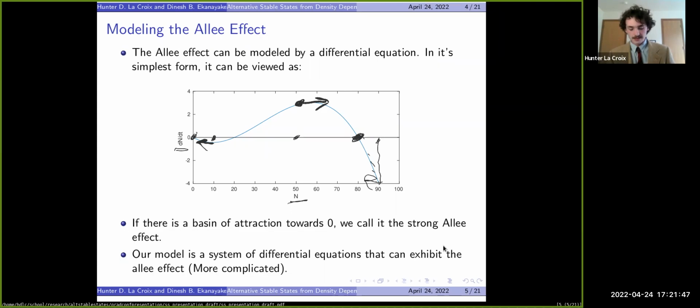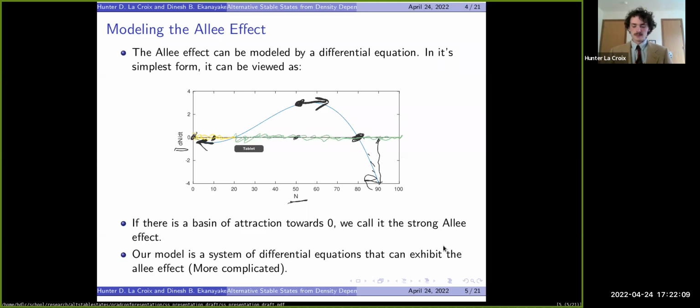We call basins of attraction all the starting points that will go to a certain point. This is the basin of attraction of 0 right here in the yellow. And this is the basin of attraction for n equals 80 in the green right here. If there's a basin of attraction towards 0, like what we have in the yellow, we have the strong Allee effect. And we're really looking at the strong Allee effect in this project.